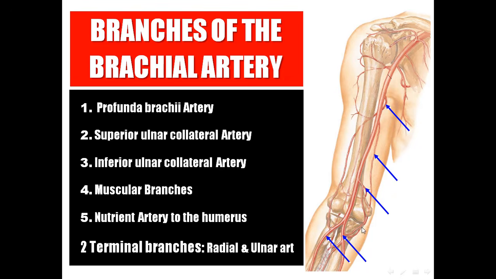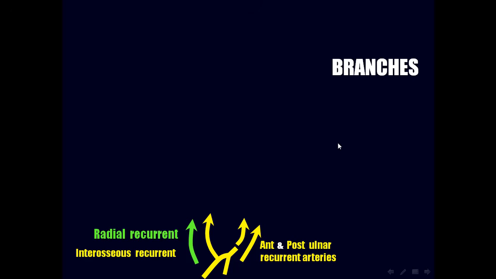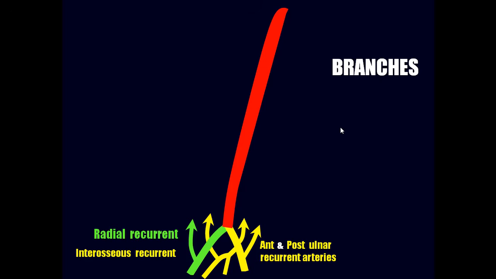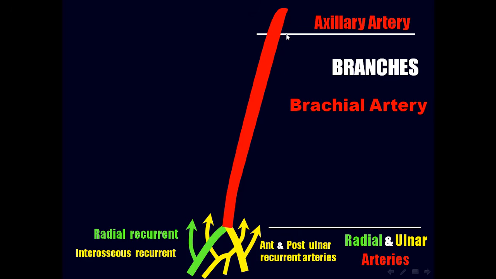Again, see the arterial trunk. Okay, let us put the landmarks. This is the lower border of teres major, and this is the neck of the radius. Above the lower border of teres major is the axillary artery, below is the brachial artery. At the neck of the radius, the brachial artery bifurcates into the ulnar and radial arteries.